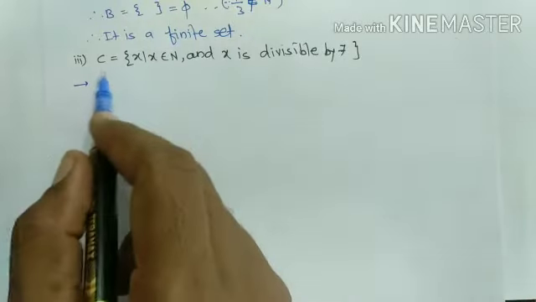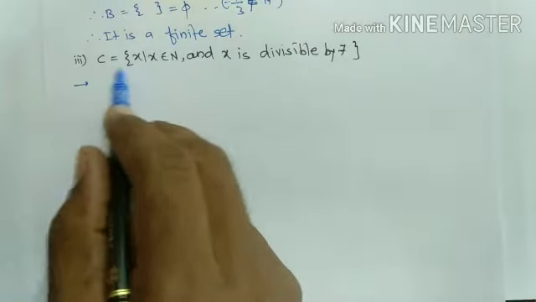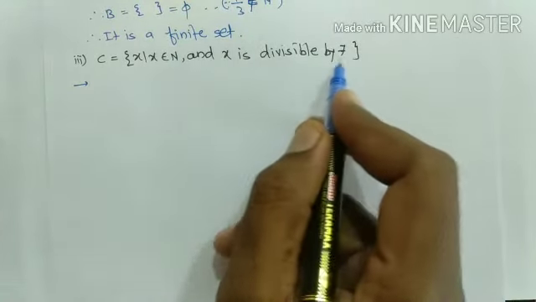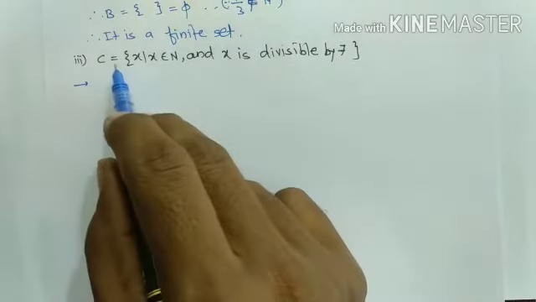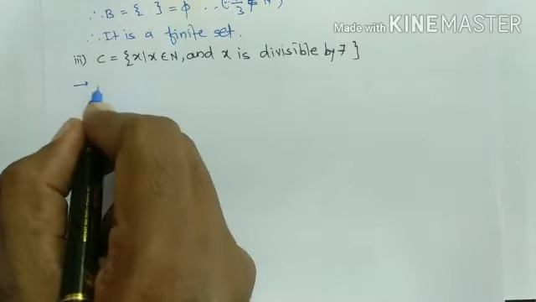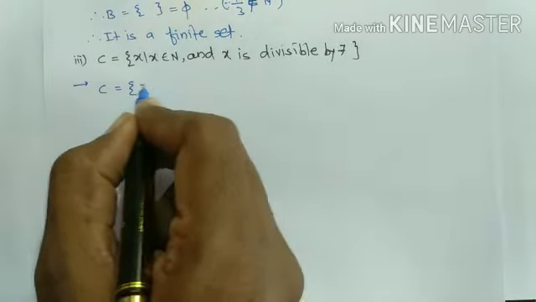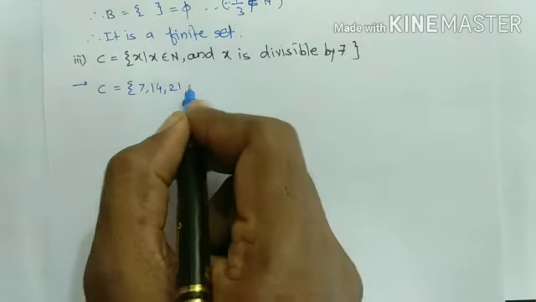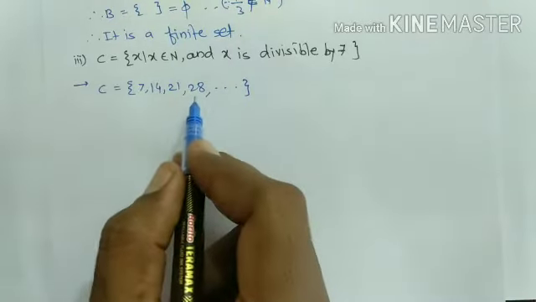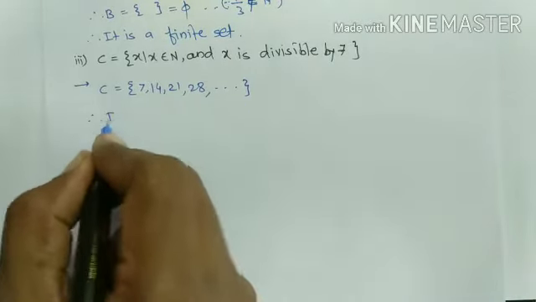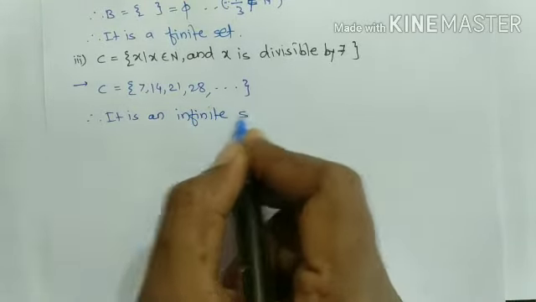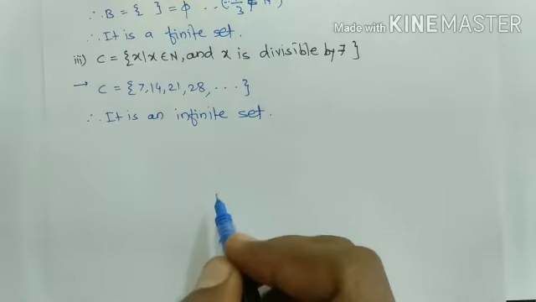Now the third example is, here set C is given, the set of all x such that x belongs to natural number and x is divisible by 7. It means that C is the set of the natural numbers divisible by 7. So here we write this in listing method: 7, 14, 21, 28 up to infinite. Here the number of elements in the set are infinite, therefore it is an infinite set. So this is an example of an infinite set.